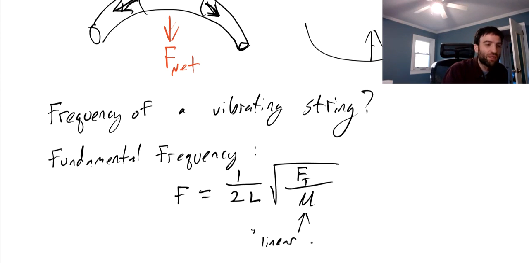Linear mass density. I've tried to draw the Greek letter mu. And that's equal to the mass per unit length.